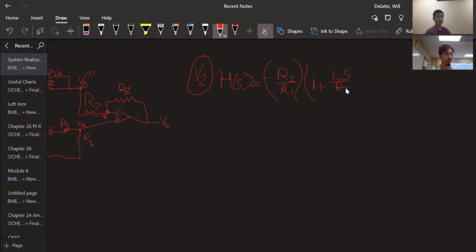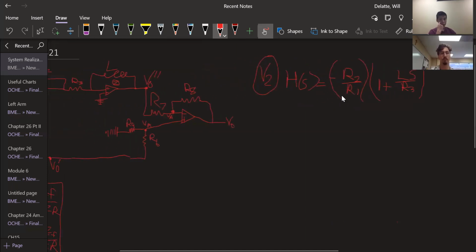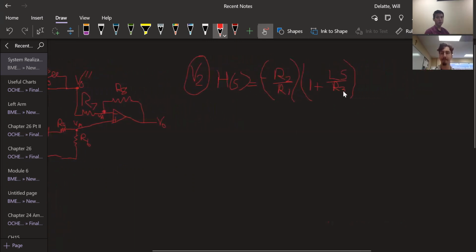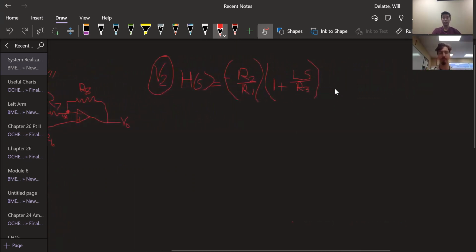And then moving on to our next op amp, you do need to make sure you convert our inductor here into the S domain, which is just going to be LS. So that's how we've constructed our transfer function for that op amp.